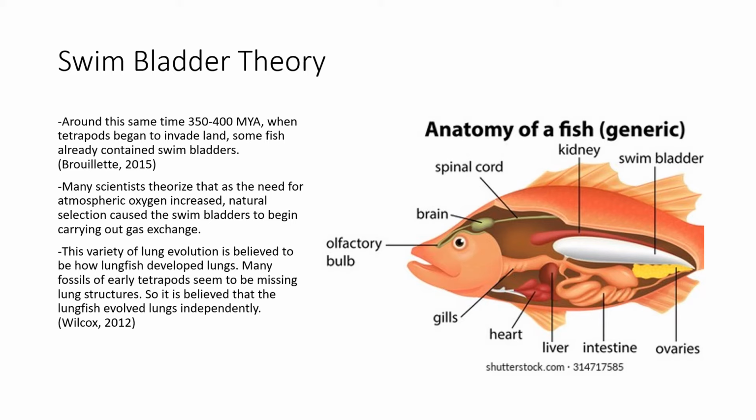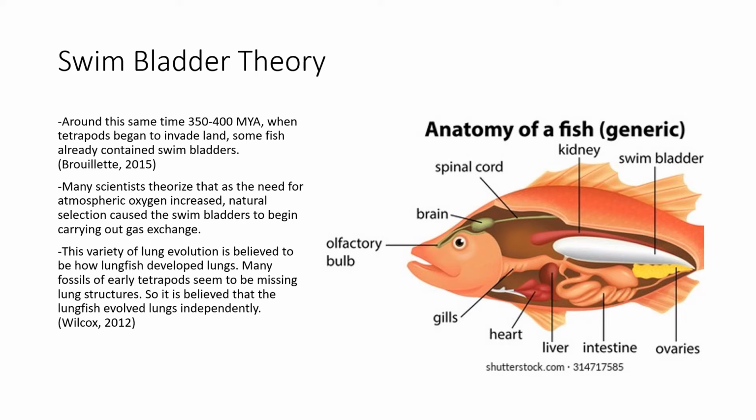This variety of lung evolution is believed to be how lungfish developed lungs. But many fossils of early tetrapods seem to be missing lung structures, supporting digestive tract theory. So some people believe that the lungfish and swim bladder theory developed independently of tetrapods.